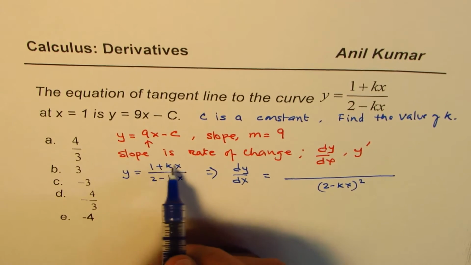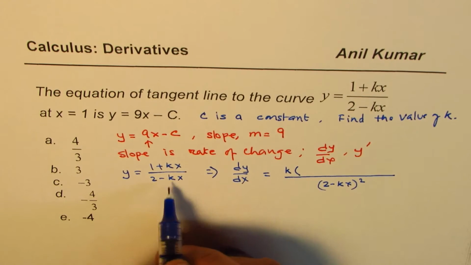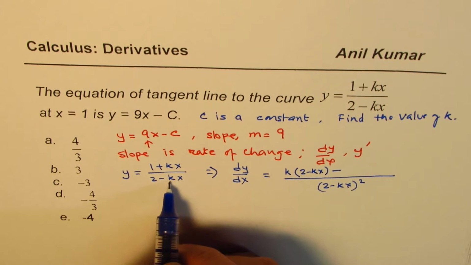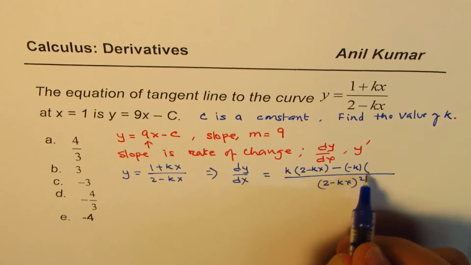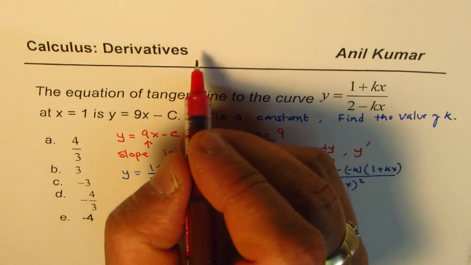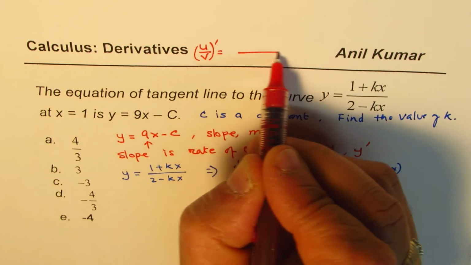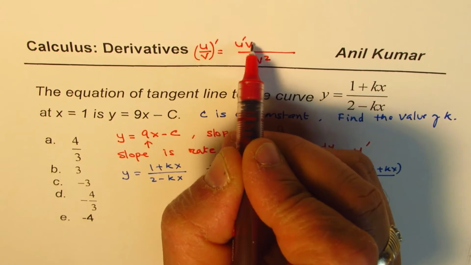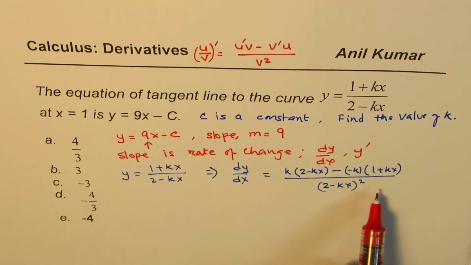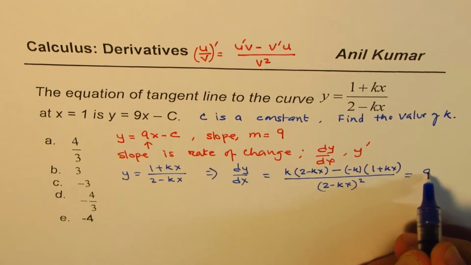We're just applying the straight formula of derivatives. Derivative of the first term, which is k, times the denominator, which is 2 minus kx, minus the derivative of the denominator, which is minus k, times the first term, 1 plus kx. Let me rewrite this formula here: for u over v, the derivative is, over v square, derivative of u times v minus derivative of v times u. That's the formula we have applied. And this derivative is the rate of change, which should be equal to 9.